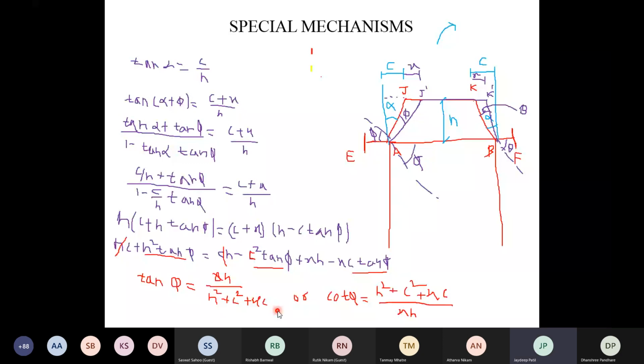Sir, at the last, what is tan phi is equal to, which letter is above it? Tan, cot phi, the last one. The last tan phi in red. Yes. Tan phi is equal to xh upon h square plus c square plus xc, or you have to write down cot phi. Okay. Okay, sir.